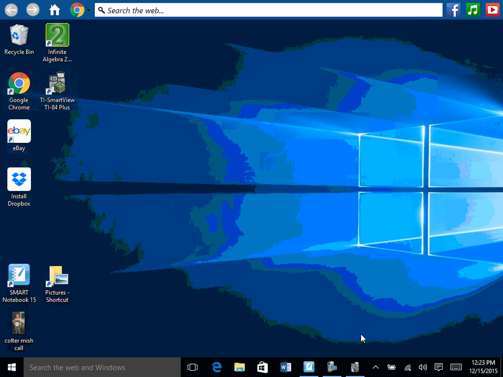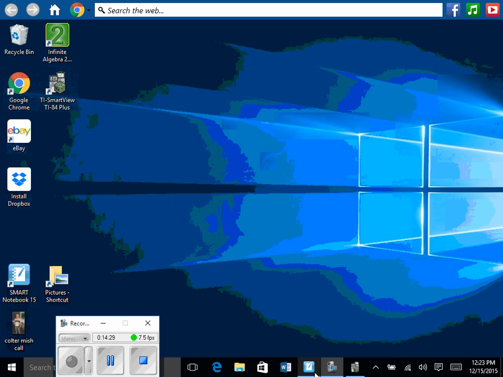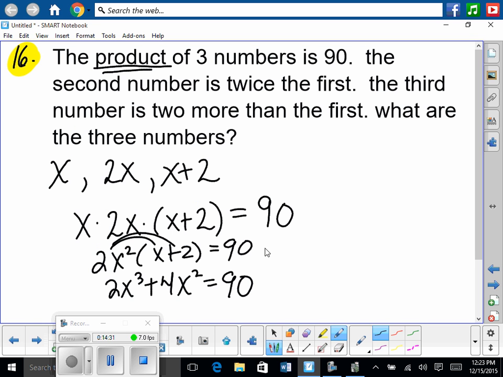So if we would have solved this by hand, we would have also got x is equal to 3. All right, so that is good. X is equal to 3, so that's one of our answers. But if the first number is 3, then our second number is twice 3, which would be 2 times 3, which would be 6. So our second number is 6. And then our third number is 2 more than that 3. So that would be 3 plus 2, which is 5.